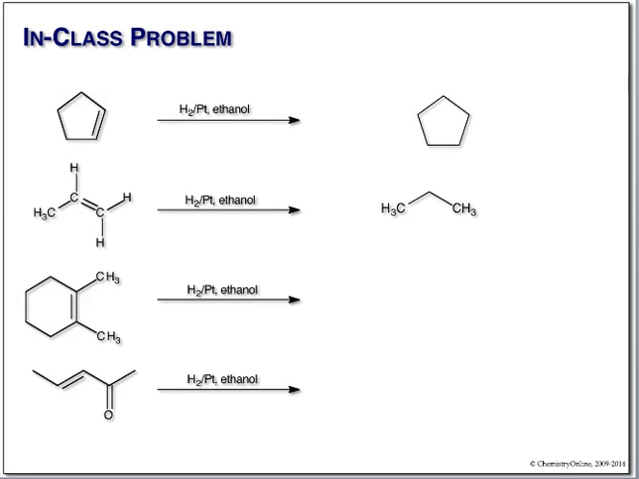Now, with this one, we need to think a little bit about stereochemistry. Remember, the hydrogens come on from the same side. Therefore, when we reduce this double bond, we must show that our methyl groups are going to be cis, because our hydrogens must be on the same side.